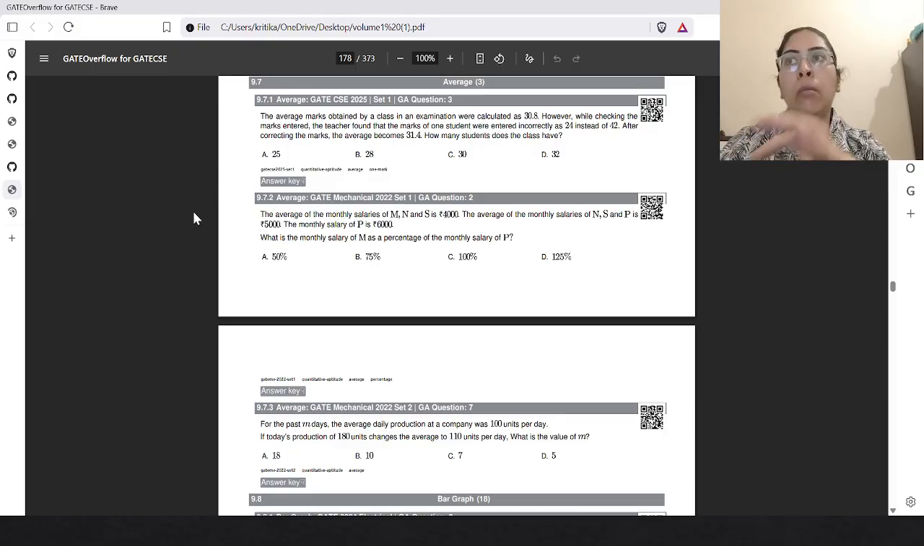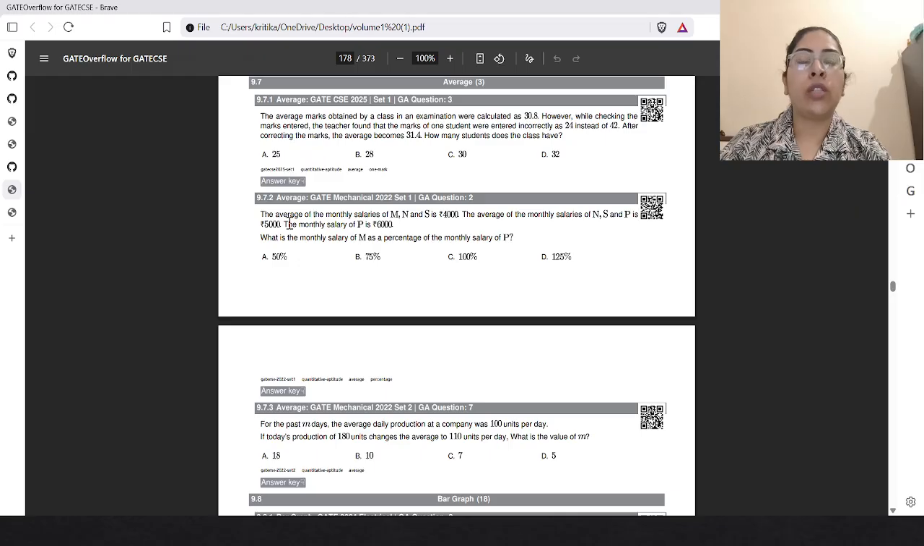in the new tab, and then see the solution. Similarly, solve the second question. Read the question and then try to solve it on your own, firstly for 4 to 5 minutes. If you are not able to solve the question, then go and see the solution on GATE Overflow. And if you are able to solve the question, then you should see the different approaches to solve it.